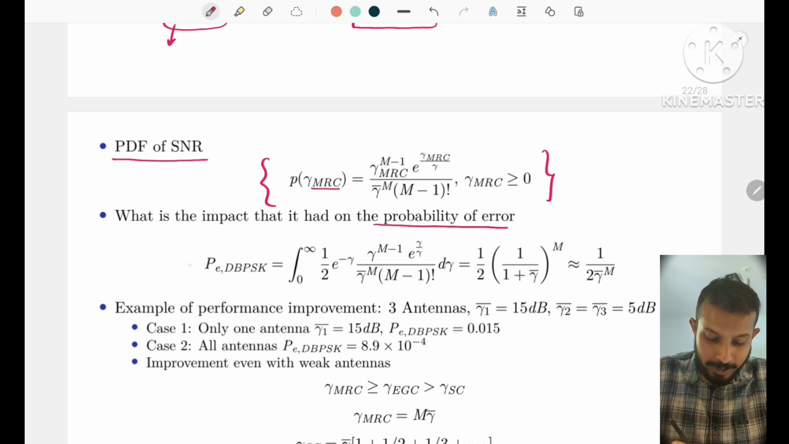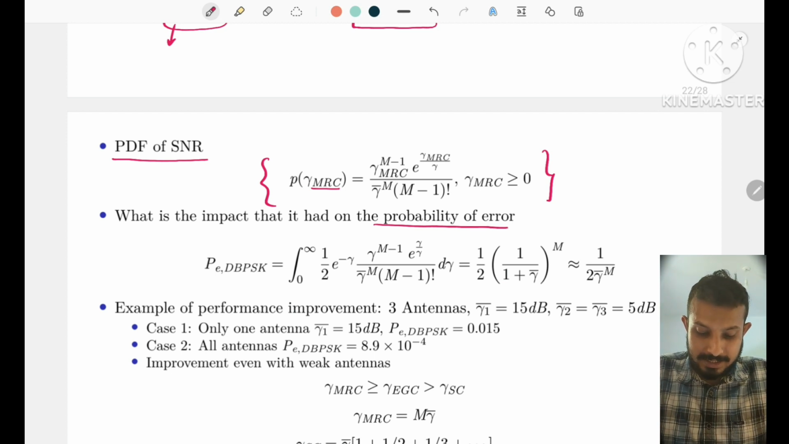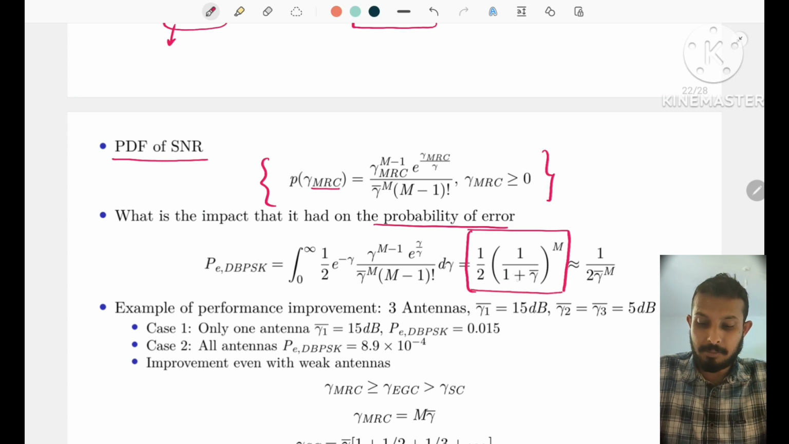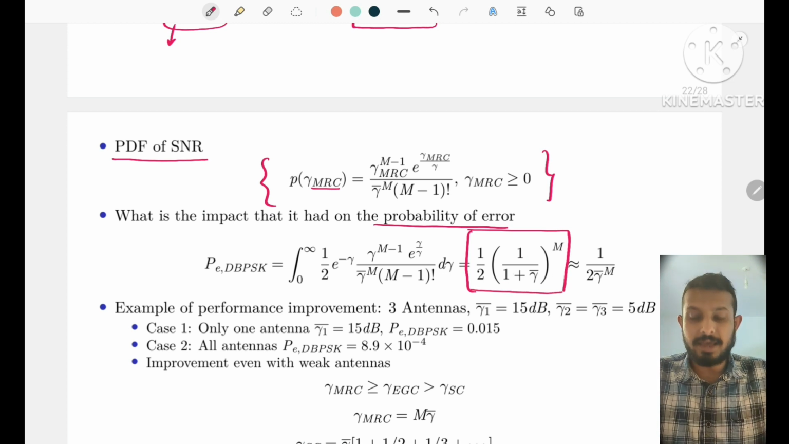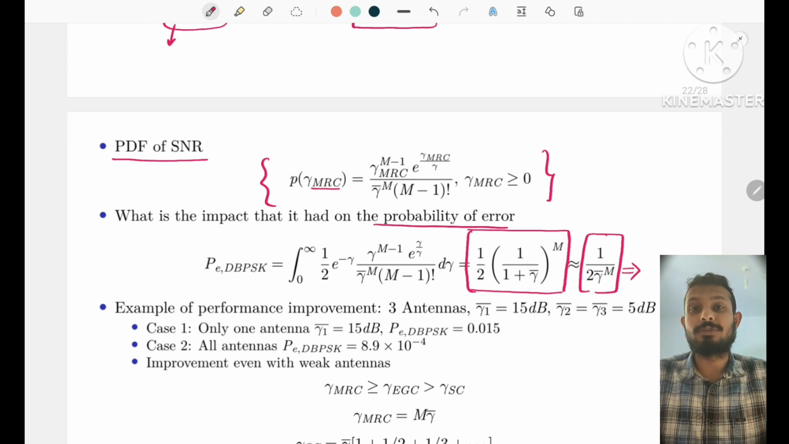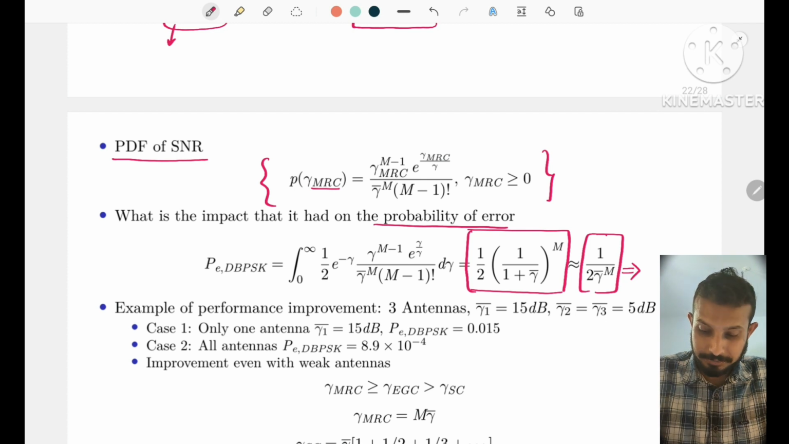When we compute the probability of error in case of DBPSK, we get this expression: half multiplied by 1 plus gamma bar raised to the power minus m. And for high SNR, when gamma bar is much greater than 1, we can write it in the approximated form, 1 divided by 2 gamma bar raised to the power m. And this is basically changing the slope of the probability of error.